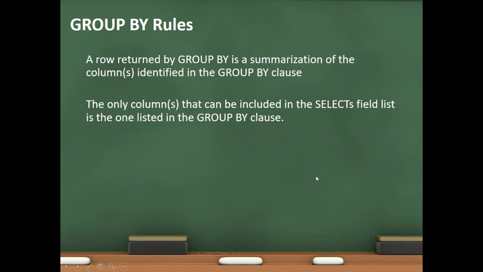So a row returned by a group by is a summarization of that column as identified in the group by clause. We're going to look at that in just a moment here. The only columns that can be included in a select's field list is one listed within the group by, so it's kind of reversed. One says if you have a particular column within your select, you have to put that in the group by, and this just reverses it and says if you've got it in the group by, you have to also put it up in your individual columns up above.